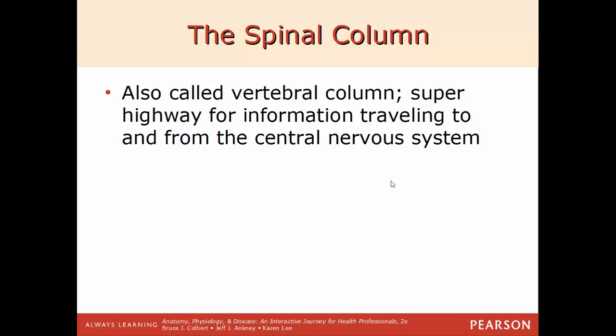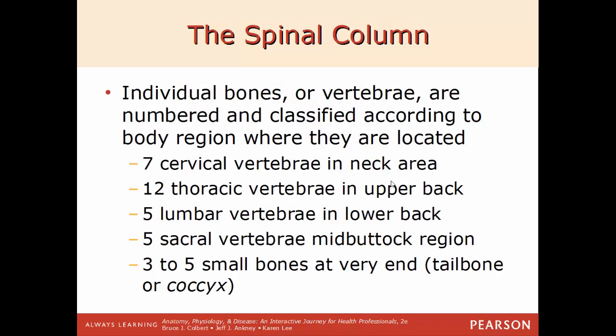Alright, next we'll move on to the spinal column, often called the vertebral column. This is the superhighway of information traveling to and then from the central nervous system. Now, the individual bones, or the vertebrae, are numbered and classified according to the body region that they're found in. The first 7 vertebrae are the cervical vertebrae. The cervical is a reference to the neck. The next 12 are the thoracic vertebrae. They go with the thoracic cavity in the body.